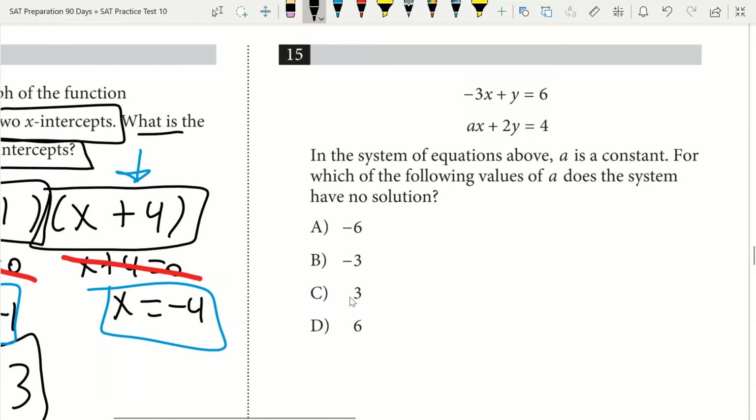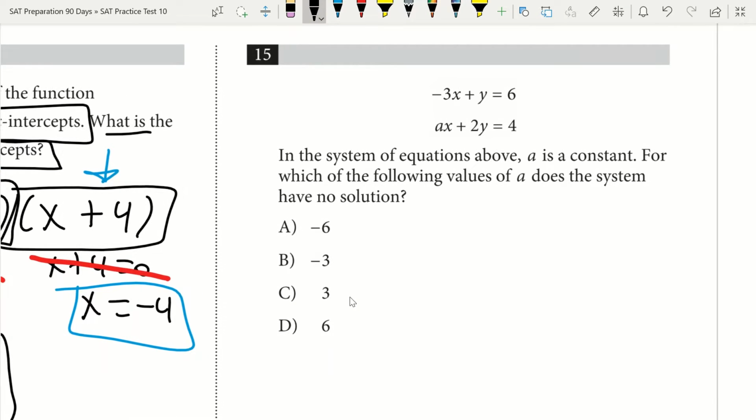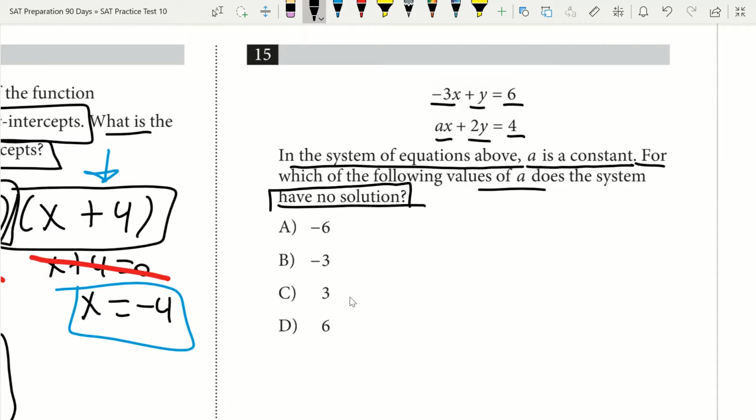All right, question 15. Oh yeah, I like these questions, and I'll show you why right here. So we have the system of equations above, and I believe you saw this tip in yesterday's video dealing with canceling variables. I'm asked for which values of A does the system have no solution. What I'm looking at here is a -3x, a y, set equal to 6. In this case I have a 4 there, an A of x, and a plus 2y. I'm asked for the value of A that has no solution.